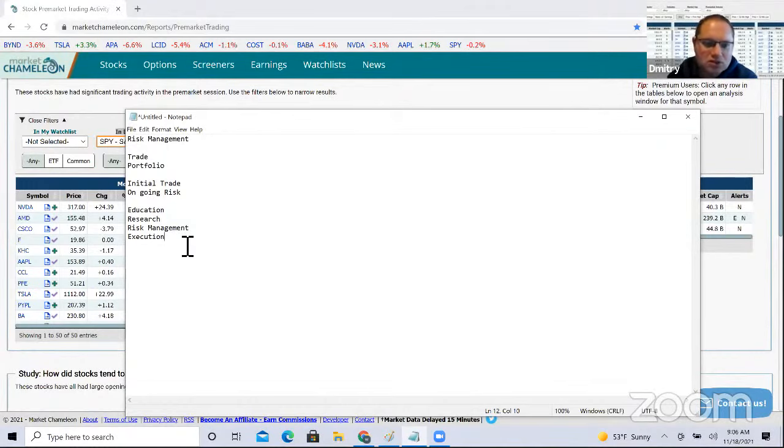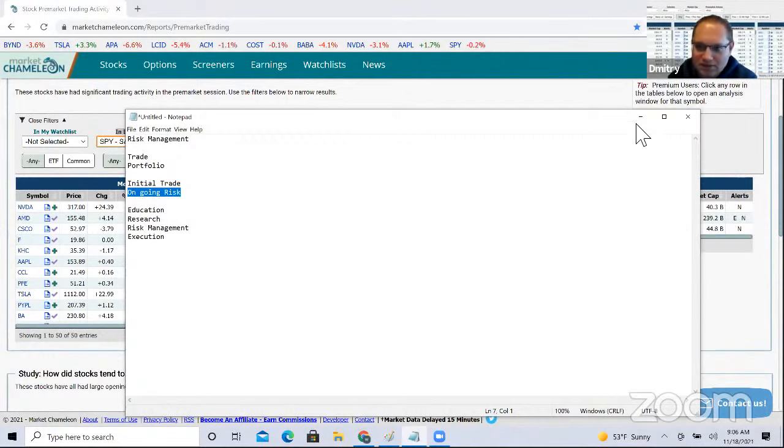But I just want to touch on risk management because of the things that I hear. I separated it into two: one is the initial trade, and then you've got a portfolio, so you've got your ongoing risk. Let's take a look at that initial trade first.